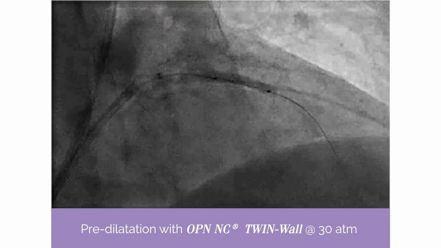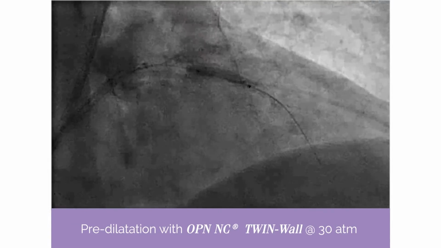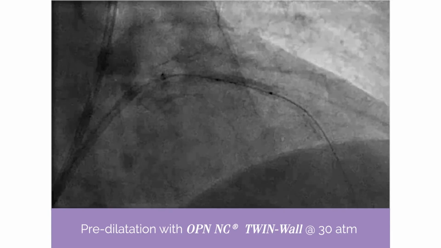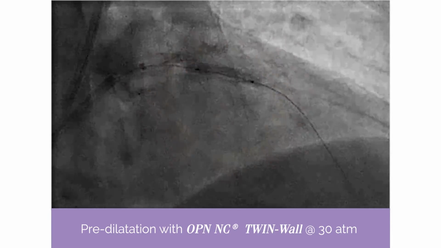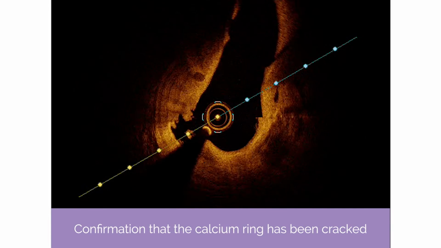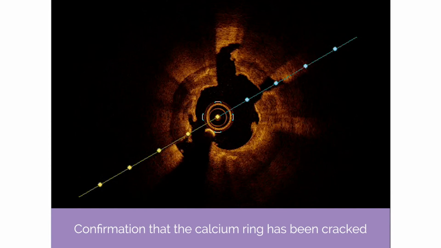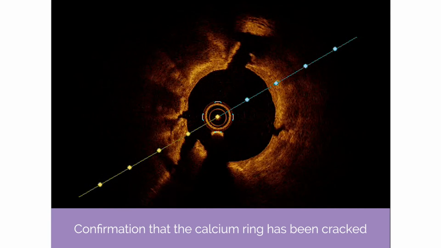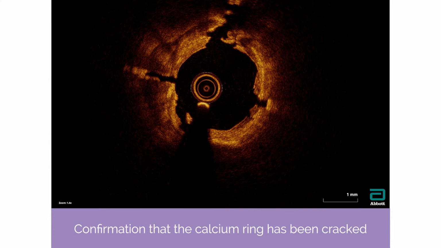In this case, we went with an OPN NC balloon, and as you can see, at 30 atmospheres, the lesion gives in. The ring is cracked then on OCT, which you usually confirm after you see that the lesion has given in. You would like to have the cracks confirm the ring is broken, and then you implant a stent. Usually you then post-dilate again. I think this is also very important.